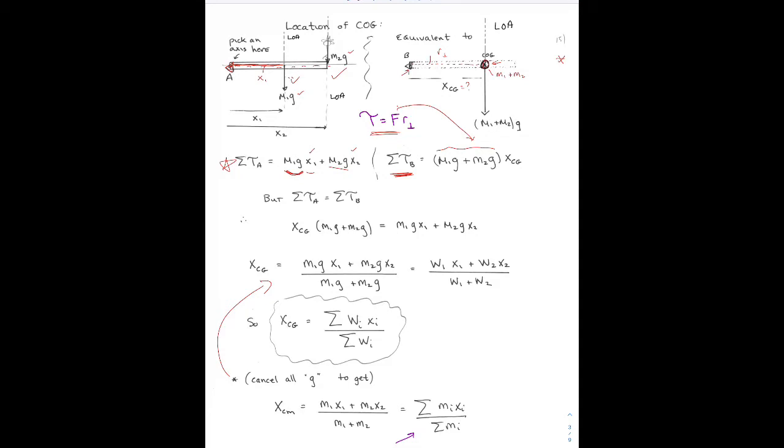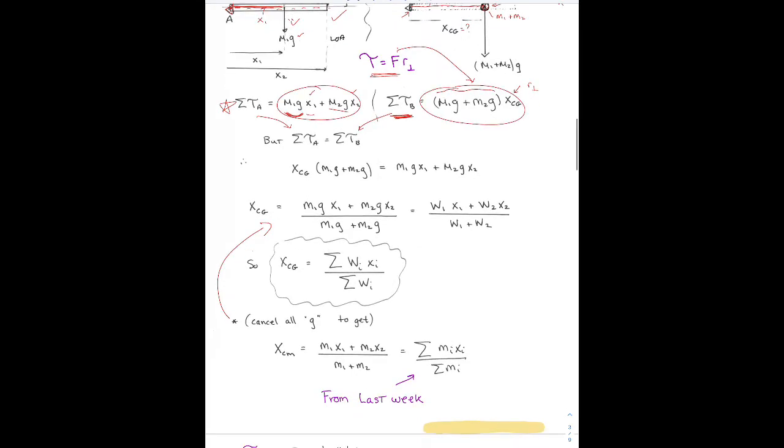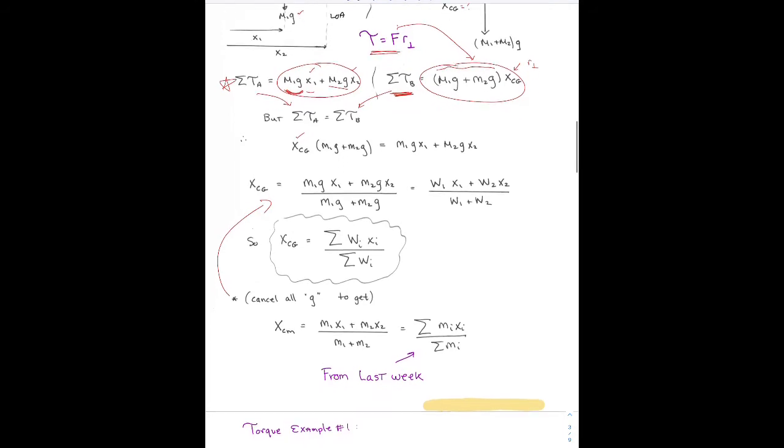So my moment arm is the perpendicular distance from the axis of rotation to the line of action. That's what I'm trying to find, right? That's my moment arm, my x center of gravity. These two torques are equivalent, so I'm going to equate the torque about axis A to the torque about axis B. I equated those, wrote them down here, and then solved for the x coordinate of the center of mass. Just do the algebra.